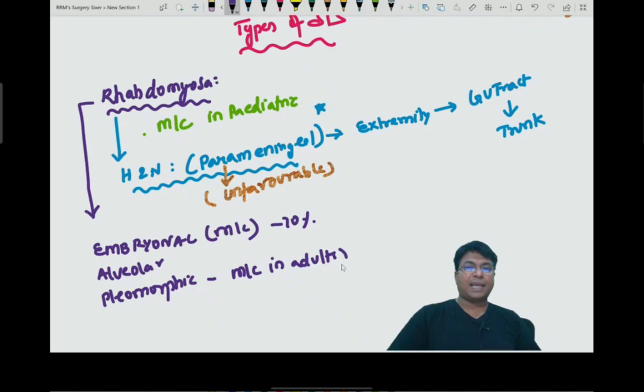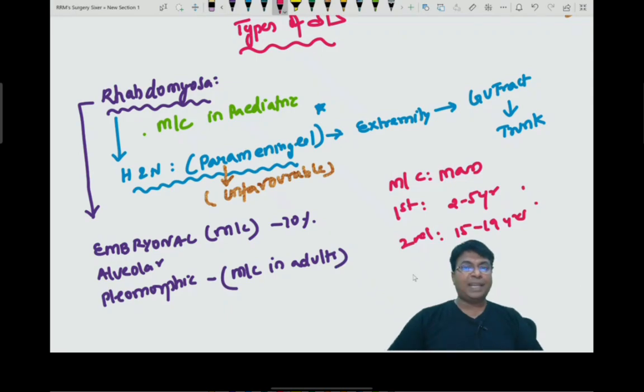You should not forget these basic points. The most common presentation is as a mass. It has a bimodal age distribution. The first peak is at around 2 to 5 years, and the second peak is around 15 to 19 years. So there are two peaks of this tumor. It most commonly spreads hematogenously, as we have already discussed, and the most common hematogenous mets is to the lungs.